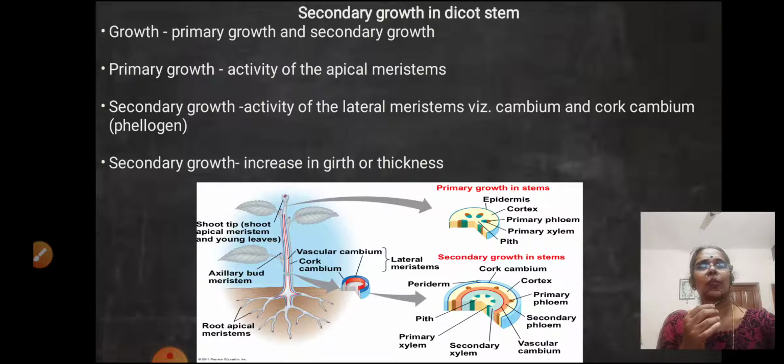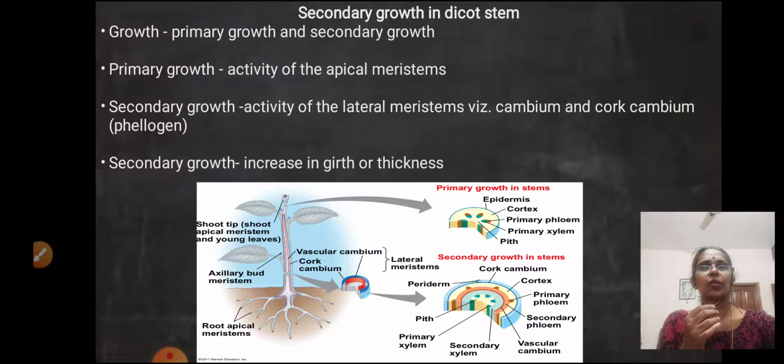So growth, what is growth? Increase in the length is called the primary growth. Increase in the girth is called the secondary growth. Primary growth is due to the activity of the apical meristems. A plant grows continuously in length and then ceases its growth. This increase in length of the plant is called the primary growth. Increase in the thickness or the diameter or girth of the plant is called the secondary growth.